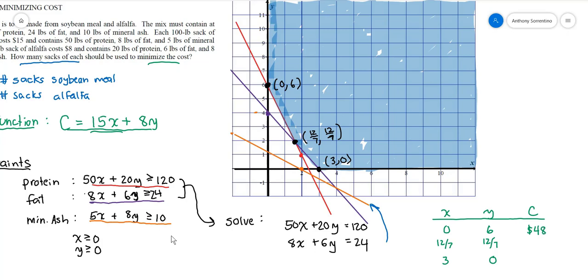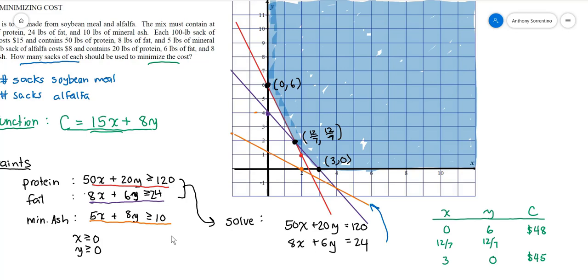That one's pretty easy to do, and so's the 3, 0 one. 15 times 3 is 45 plus 8 times 0, which is 0. It's going to be $45. So if I was just comparing buying all of one versus the other, it'd be cheaper to buy all of the soybean meal because I only need 3 sacks of that and get all the nutrients needed, as compared to having to buy 6 sacks if I only buy alfalfa.